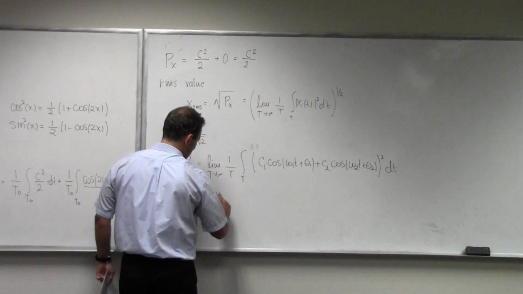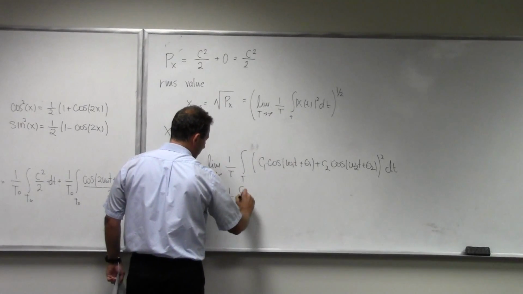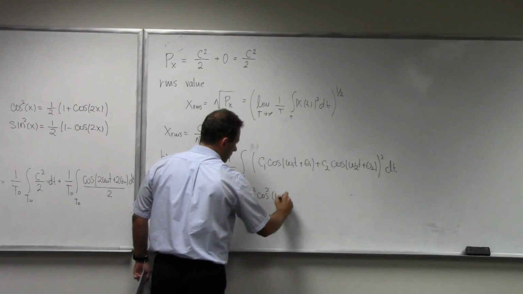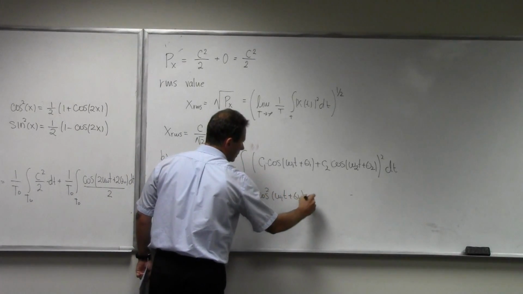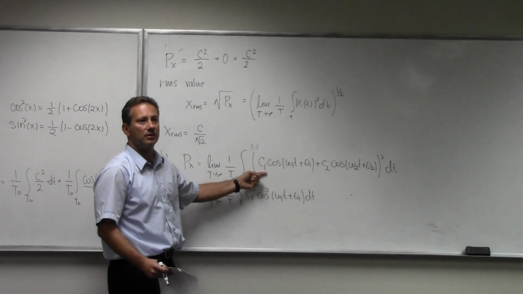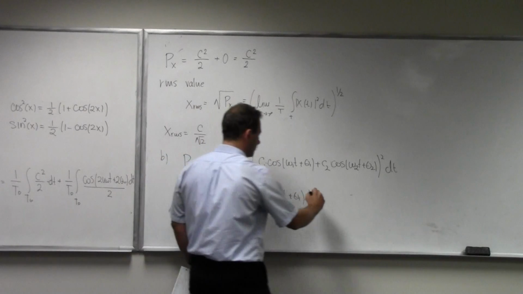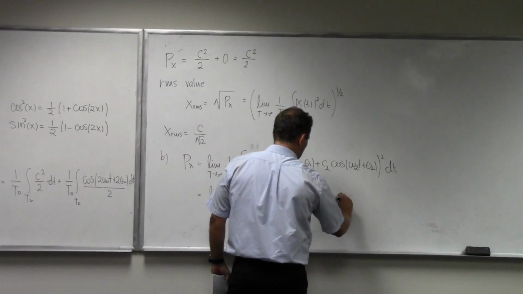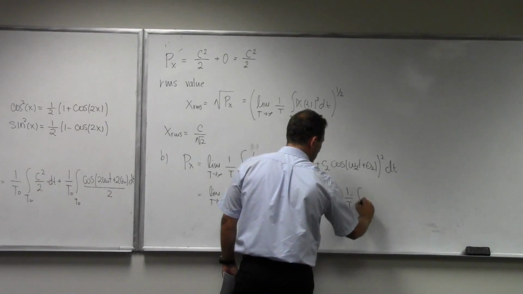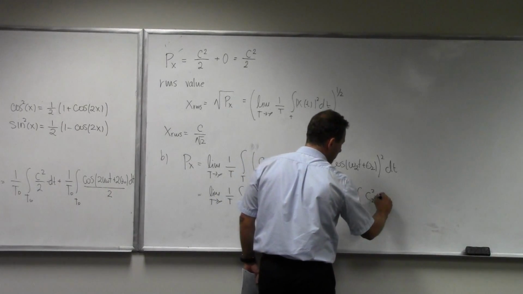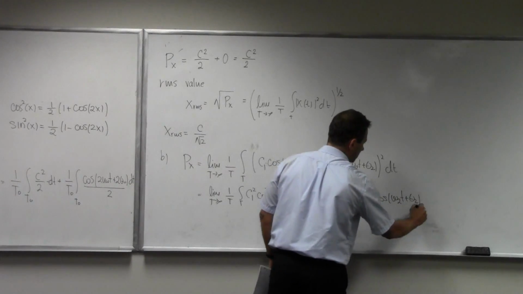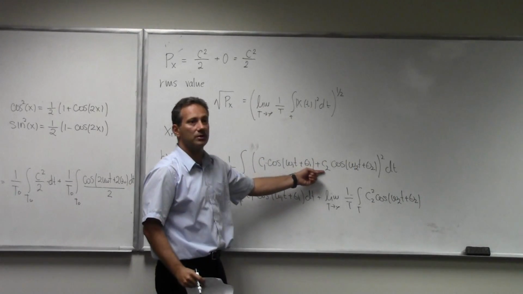Limit when t goes to infinity, 1 over t, integral over t, c1 squared, cosine squared, omega 1t plus theta 1 dt. That's the first one. That's the integral over the first quantity squared. Then I have another one, which is limit when t goes to infinity, 1 over t, integral over t, c2 squared, cosine squared, omega 2t plus theta 2. That's the integral of the second quantity squared.